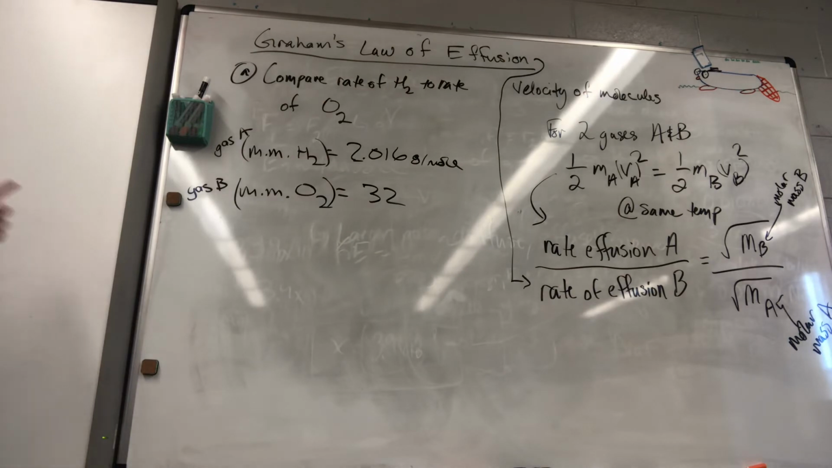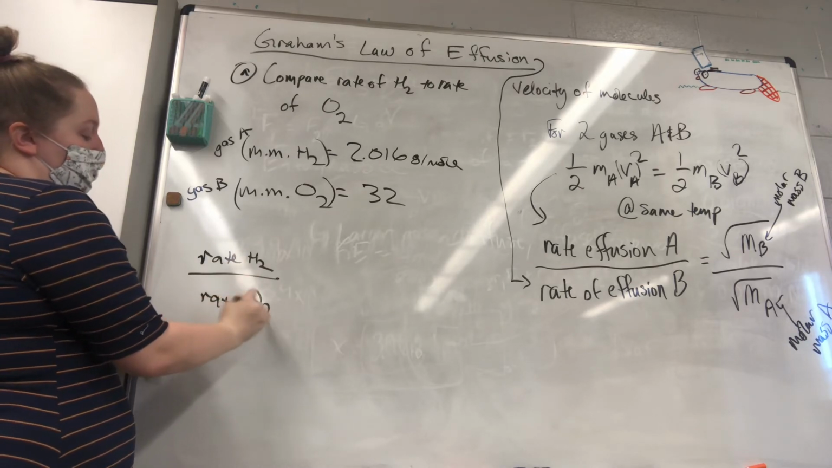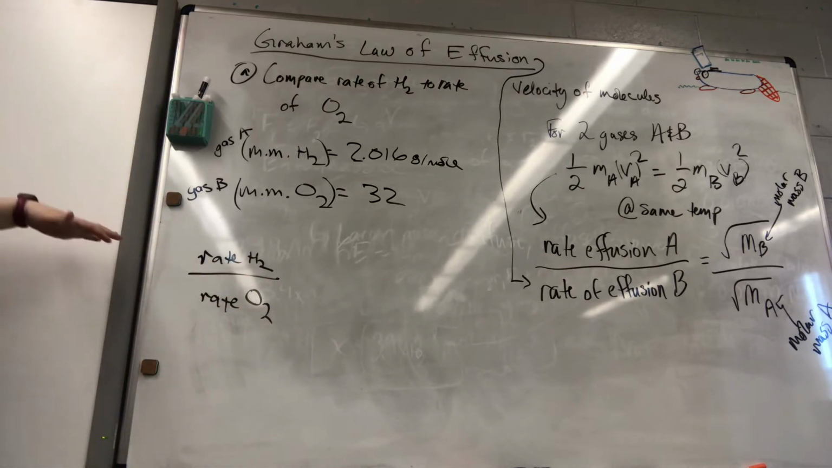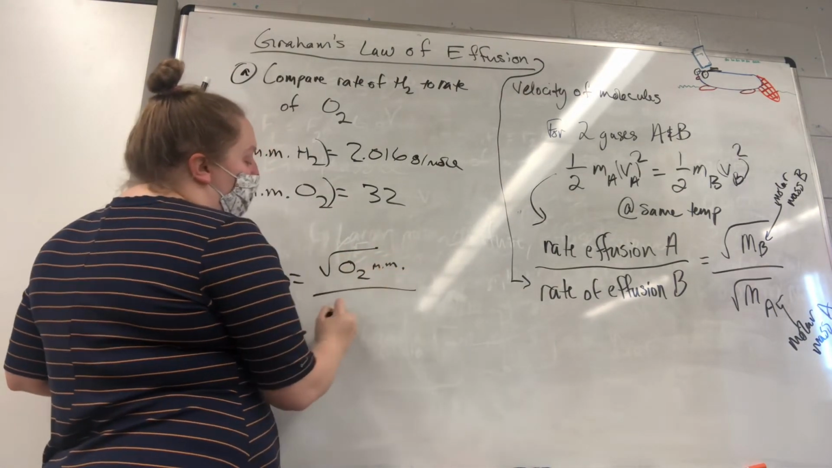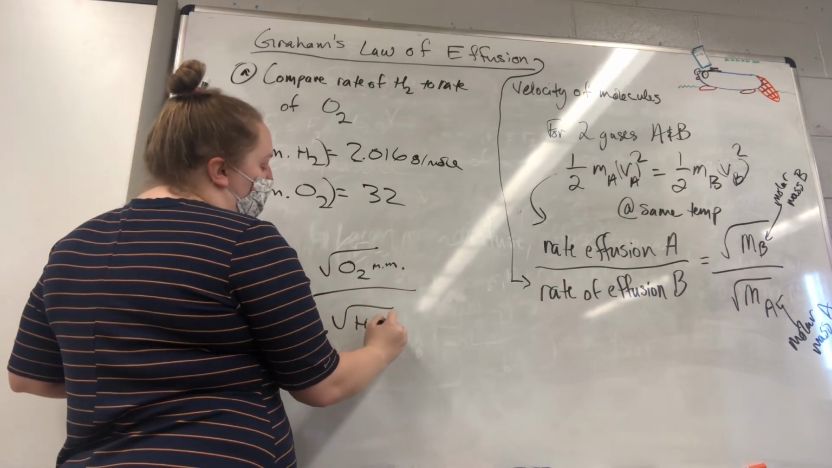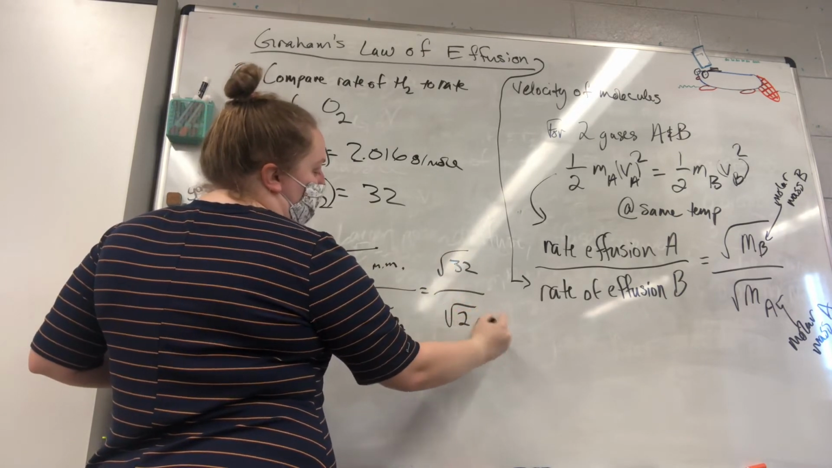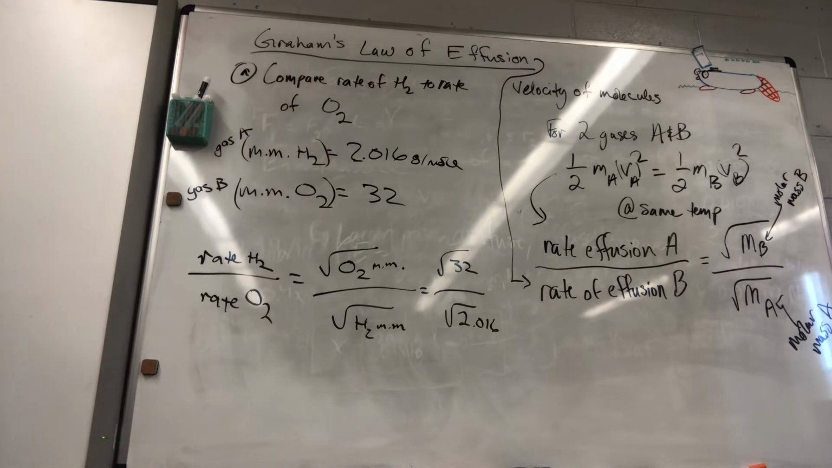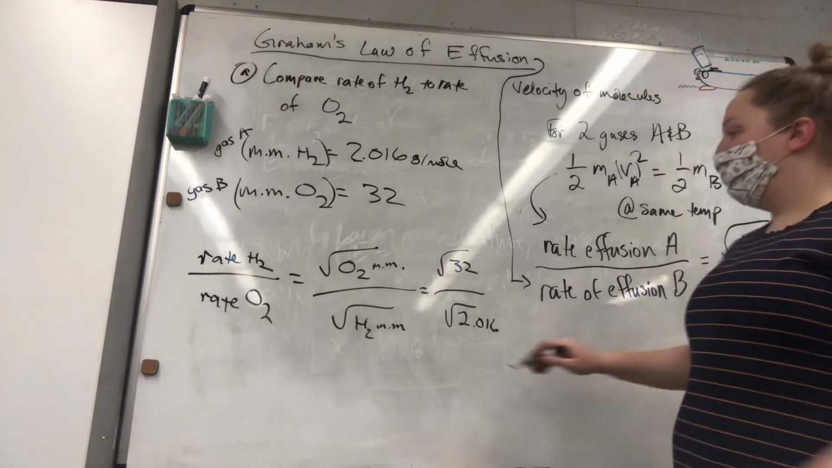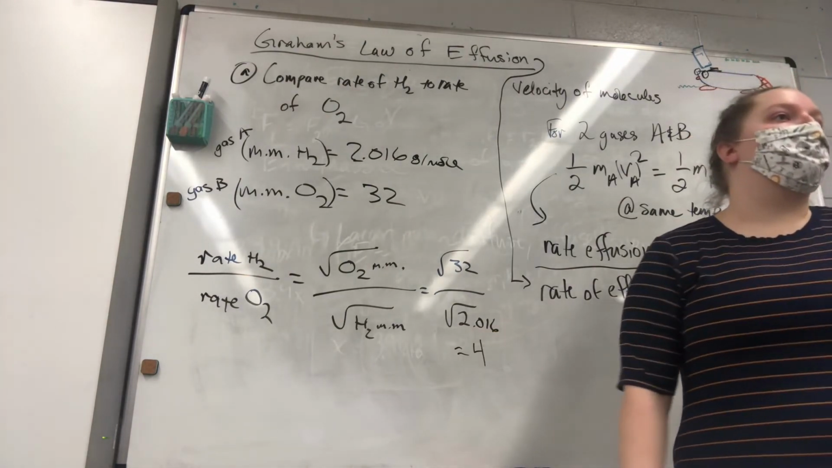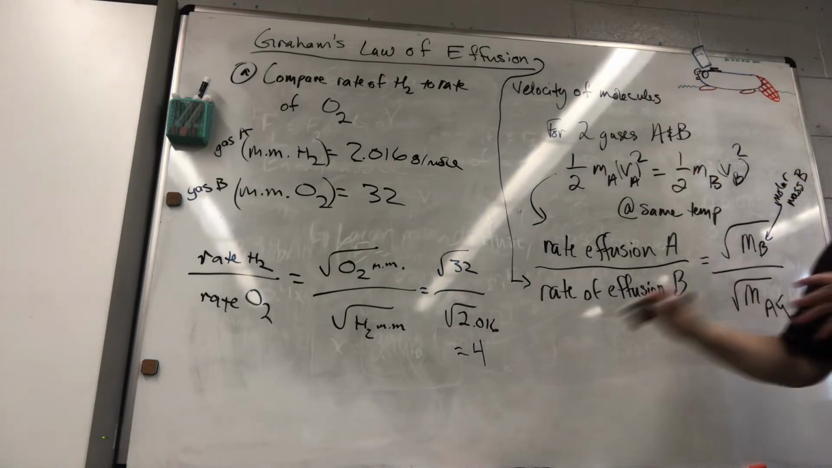If we want to know the rate of H2 over the rate of O2, aka we want to know how fast one is moving versus another, then we're going to take the square root of O2's molar mass divided by the square root of H2's molar mass. I got about 3.98. Make sure you do the square roots individually before you plug them in your calculator.